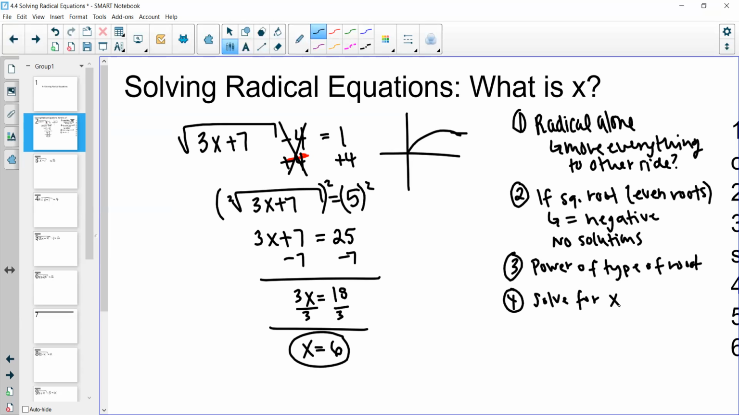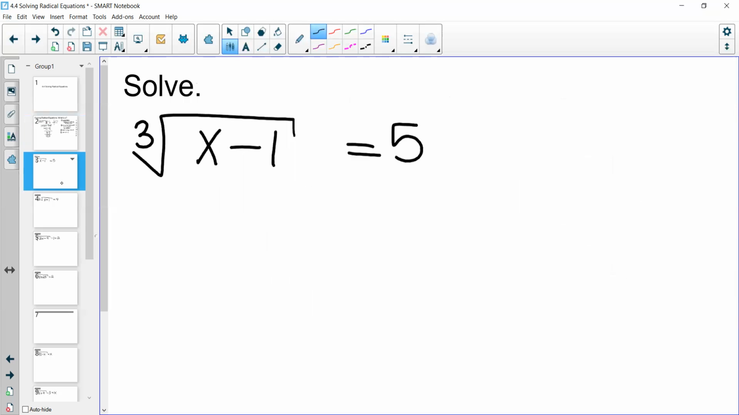And at that point, we really should get something like this. Now, sometimes when we're solving, we might have to factor, or we might have some other little things there, but for the most part, these are the steps we can follow. Get the radical alone, meaning moving everything to one side. Then if it's a square root or an even root, make sure it's not equal to a negative. If it is equal to a negative, there are no solutions. Then we're going to put it to the power of whatever type of root it is and then solve for x. So let's take a look at a couple of examples here where we're going to solve these radicals.